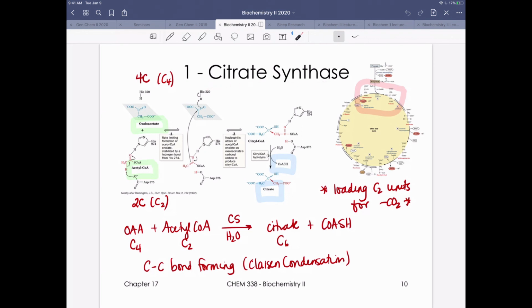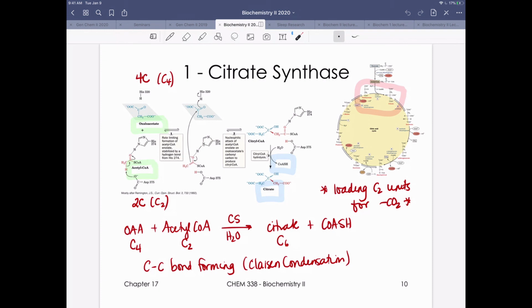So citrate synthase, first enzyme and first step in the citric acid cycle. Because this is a cycle, there's not really a start or an end per se to it, but we have some chemistry that happens here to do carbon-carbon bond formation. This is a unique thing we have at the very end of our learning unit here. We'll talk about the mechanism for this, but carbon-carbon bond forming chemistry.